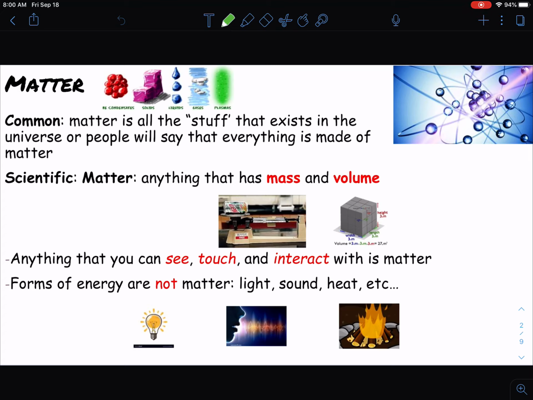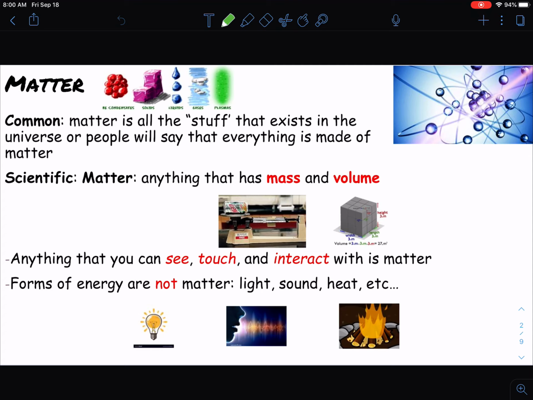So, just a real quick introduction to matter. You're going to see this term come up again and again throughout this year. When you think of matter, some people have misconceptions about it. Some people think about it as all the stuff that exists in the universe. I've also heard people say that everything is made of matter. Some people think that everything you can think of is matter.